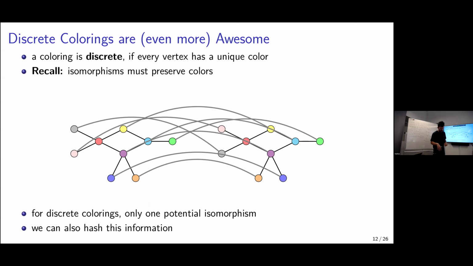And a thing to note here is that if you fix a leaf and you apply the automorphism group to that leaf, you truly get all of the automorphisms.